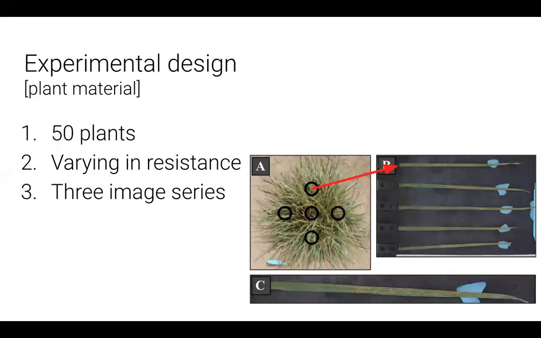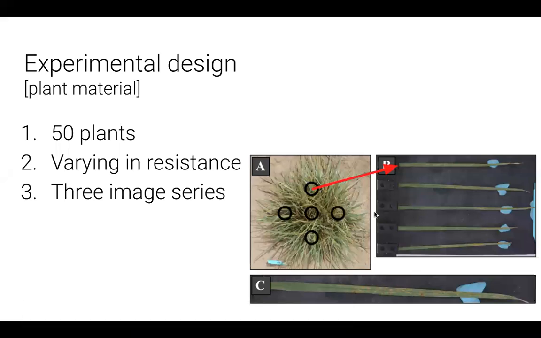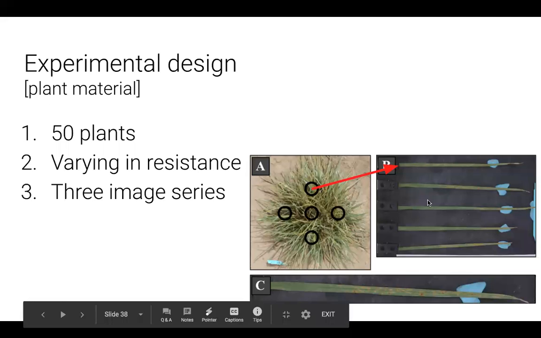So for the experimental design, I just took 50 plants for this study. There's a larger validation set that I used as well, which I'll get into, but at first we did 50 plants. They varied in disease resistance, and there were 3 series for each of the plants. There's a whole plant image, and then I sampled 5 leaves from that plant and imaged those, and then I randomly selected 1 leaf of those 5 leaves for the 3rd image series. So it's kind of like a little nested design, right? We've got our whole plant, and you could think of these 5 leaves as representing that whole plant to a certain extent. And then the most objective view that we have of a plant is a single leaf.